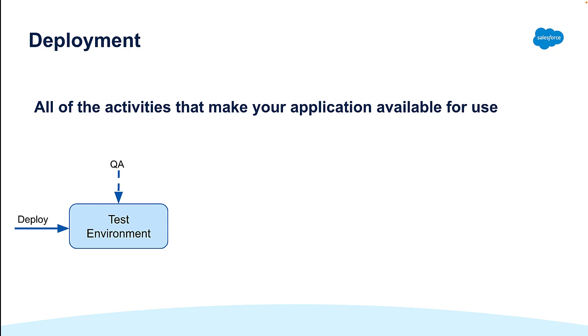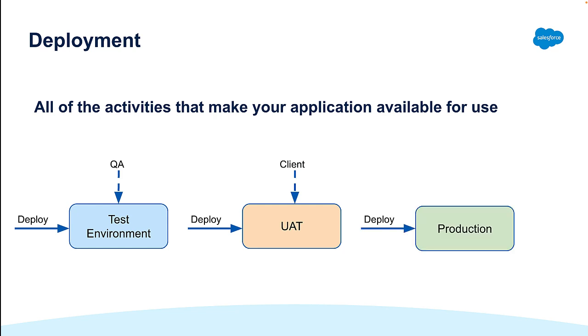For example, once the testing is completed, you can deploy the application to the user acceptance test environment, where the customer does the final testing of your application. Finally, you can release your application by deploying it to the production environment where actual users will be using the application.